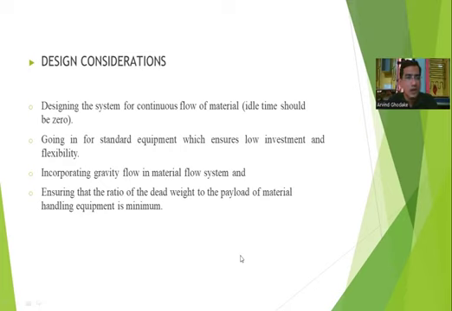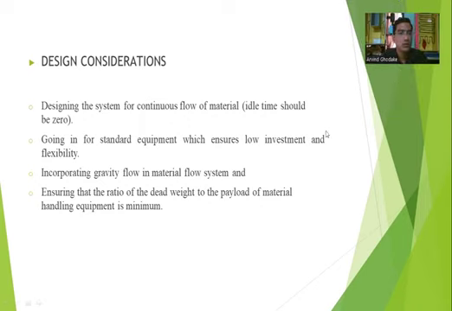The first design consideration is designing the system for continuous flow of material, that is, idle time should be 0. The second consideration is going for standard equipment, which ensures low investment and flexibility. The third design consideration is incorporating gravity flow in the material flow system. And the last one is ensuring that the ratio of the dead weight to the payload of the material handling equipment is minimum. So these are the four important basic considerations in the design of material handling equipment or belt conveyor.